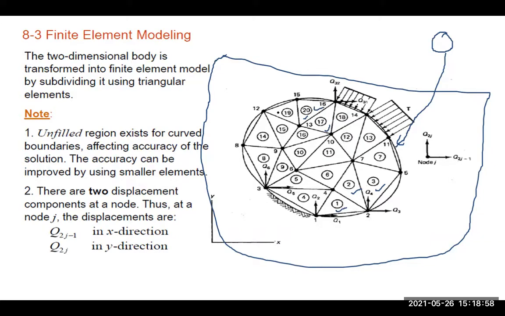I'm using the triangle as an element and have done the discretization of the given circle by using the triangle element. So this is the meaning of this figure. Again, I'm repeating the meaning of this figure. It is a discretized object of the circle, and the discretized element is the triangle element, and it is discretized into 20 elements. That is the whole thing.